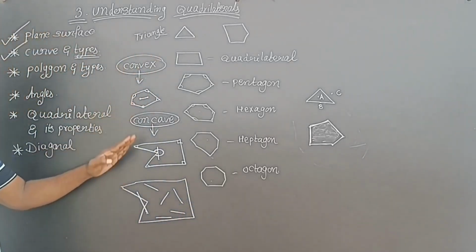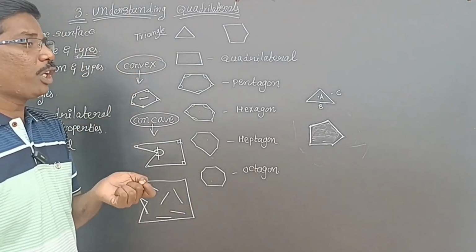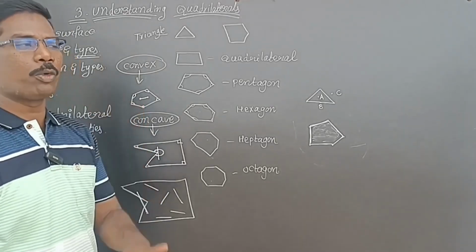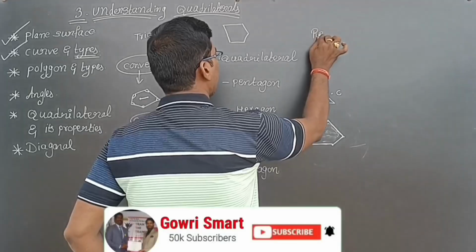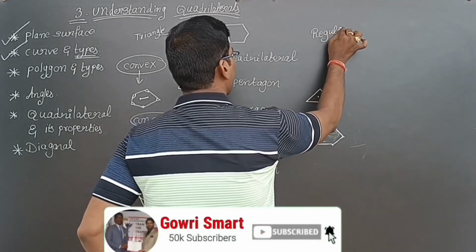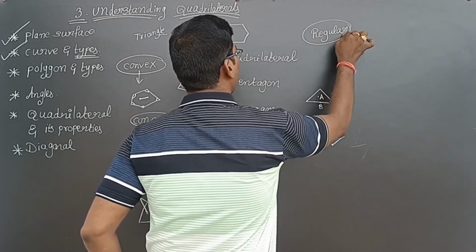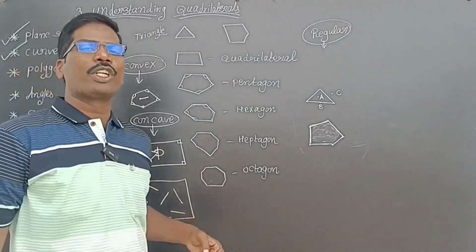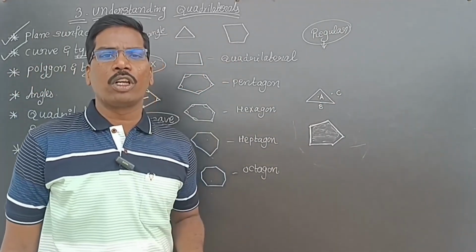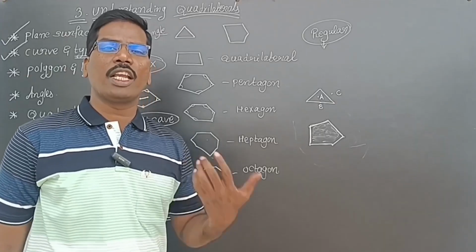So according to convex and concave, again most important, there are two types of polygon. Again two types: regular polygon and irregular polygon. What is regular polygon and what is irregular polygon?